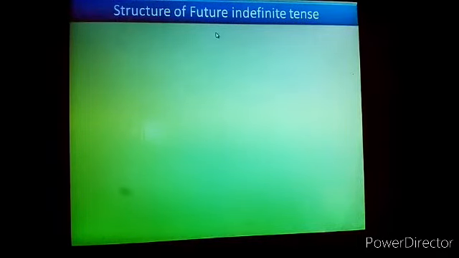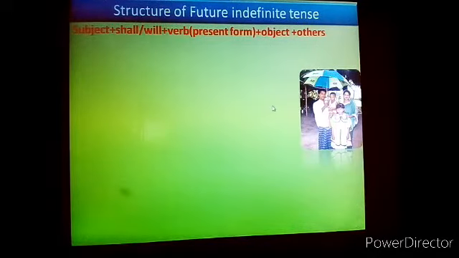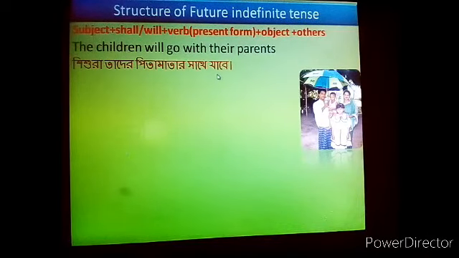A structure of future indefinite tense. Subject plus shall or will plus verb present form plus object plus others. Look at the picture. The children will go with their parents. Here the children is the subject, will go is the verb, with their parents is the other part of the sentence. Here is the Bengali meaning. They will go to market.